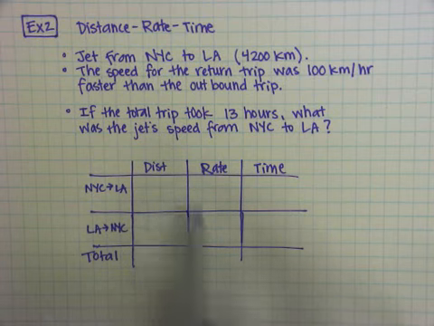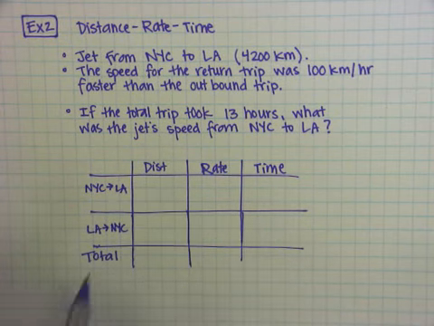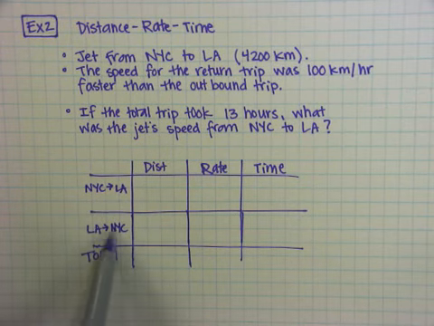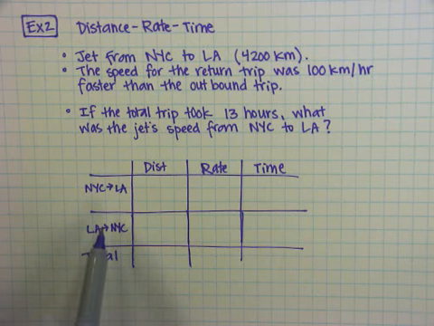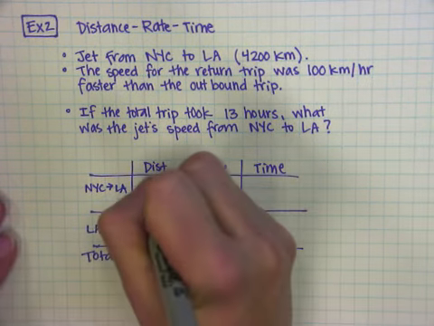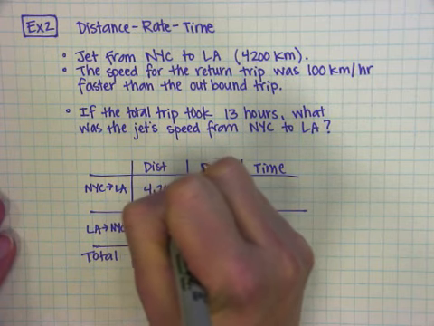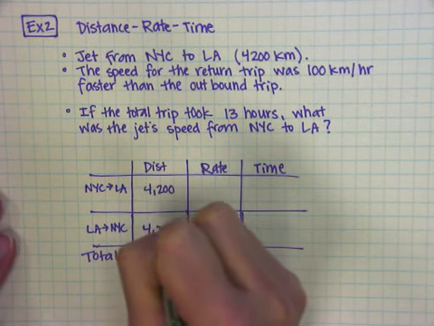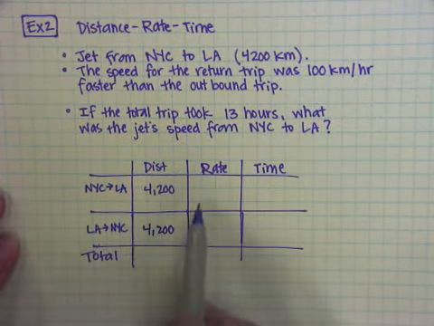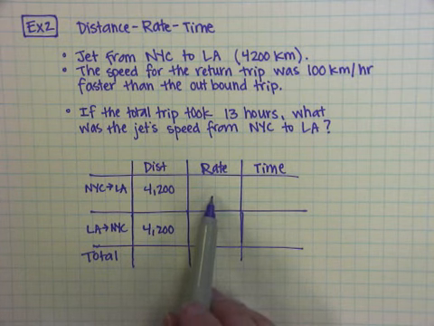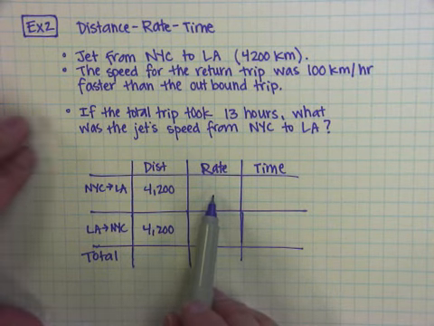So when I make this table, it's always distance, rate, and time, and then there's always going to be two things, or maybe three, that we're separating out the information from. And so in this case, it's the trips. So the distance for both of the trips is the same, 4,200. So I fill that in. The rate, well, let's see. I think that's my x.